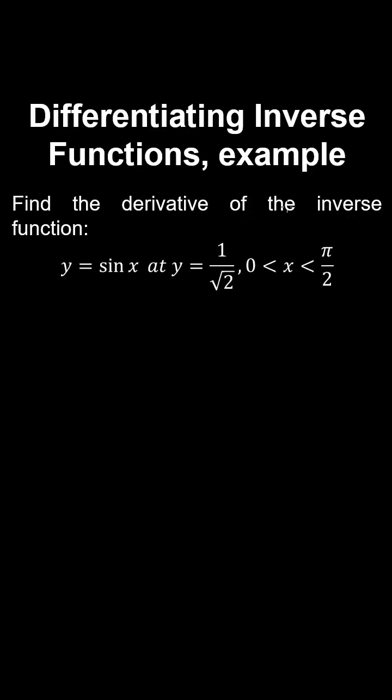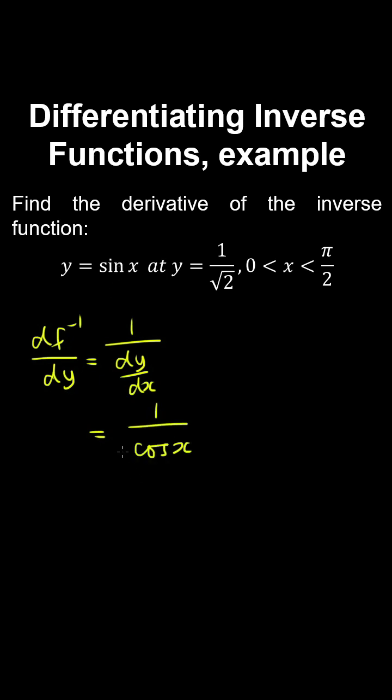Let's evaluate the derivative of the inverse of this function at y equals 1 on root 2, and the function is defined over the interval from 0 to pi on 2. So using this relationship, where the derivative of the inverse function with respect to y is equal to the reciprocal of dy dx, what we get is 1 over cosine x. And now to evaluate this at y equals 1 on root 2, we solve this equation for x.